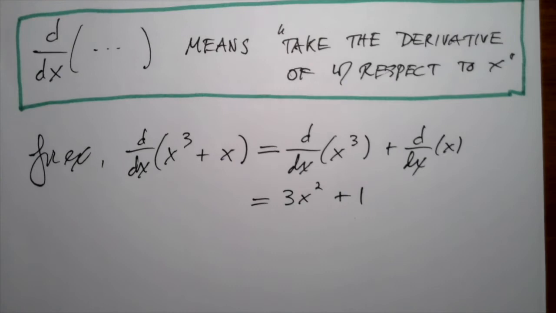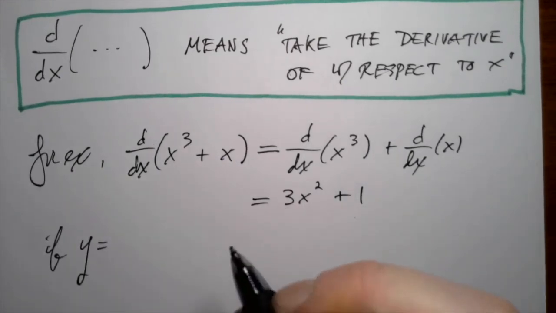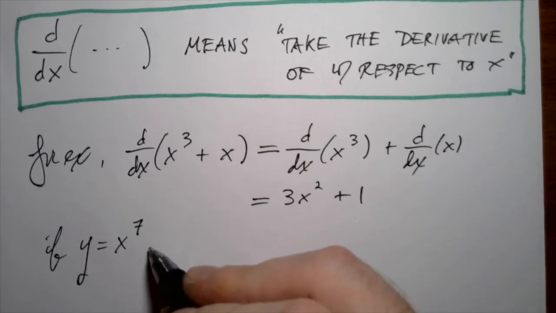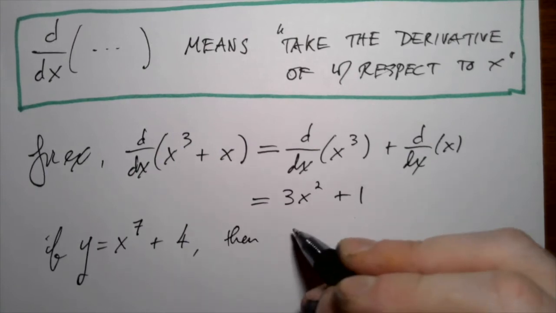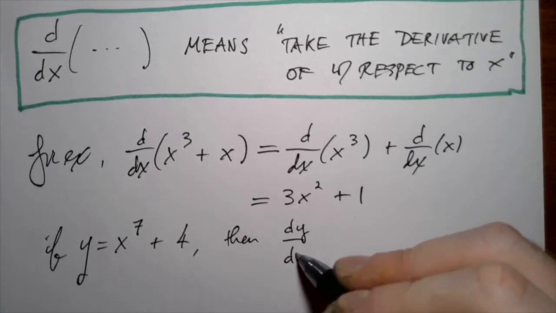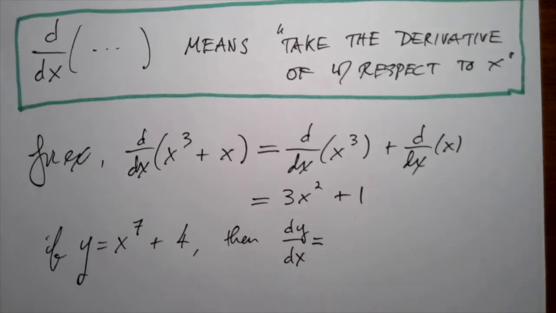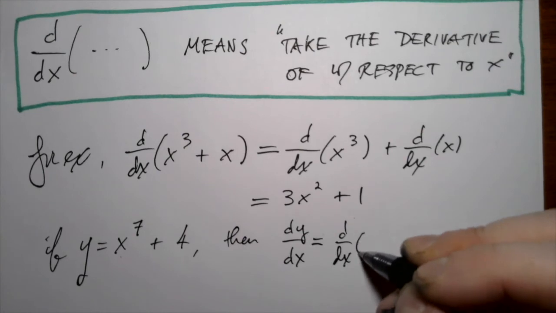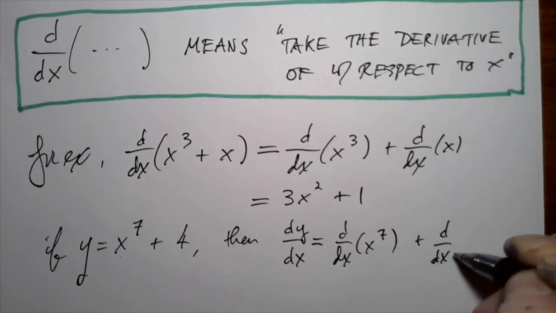You can also use this using the y notation. So if y is equal to something like x to the 7th plus 4, then dy over dx, that's just the notation for the derivative, is going to be the derivative of the first piece. So let's follow our rule to take the derivative of x to the 7th.